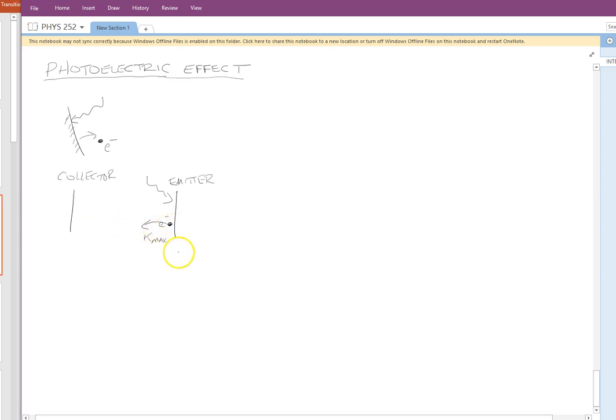You are slowing down these electrons with this polarity of the voltage. So when the fastest moving electrons, the ones with the maximum kinetic energy, just arrive at the collector plate with a final kinetic energy of 0, that's when you have stopped the current. Okay, that's your stopping potential difference. So the difference between these plates we'll write as V sub S.